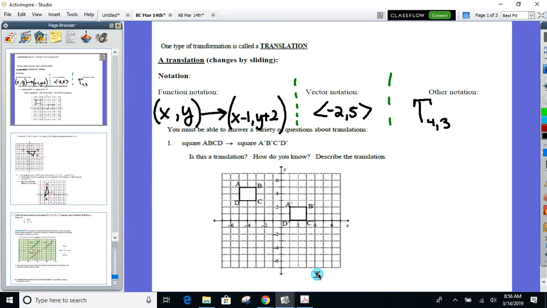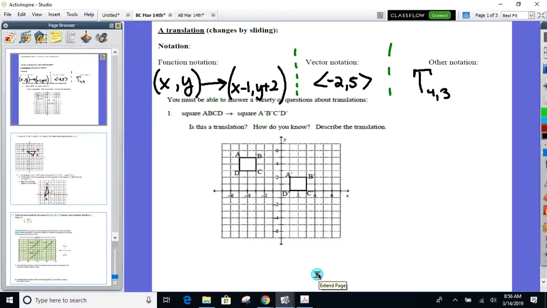All right. How do I know an actual translation's going on? Take a look at my 2 squares up here. A, B, C, D, A prime, B prime, C prime, D prime. Is this a translation or not? Well, I don't know yet. We'll have to test. Everyone, tell me what you do to go from A to A prime. And remember, we're testing a translation, so don't tell me flip over this or turn it. Tell me up, down, right, left, how many? All right, so A to A prime.